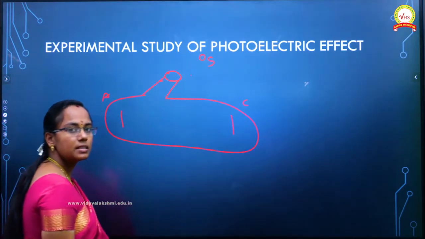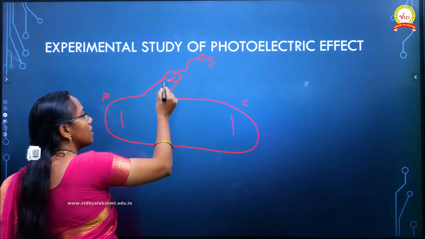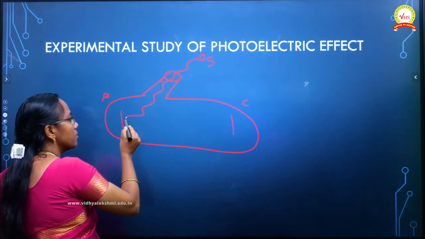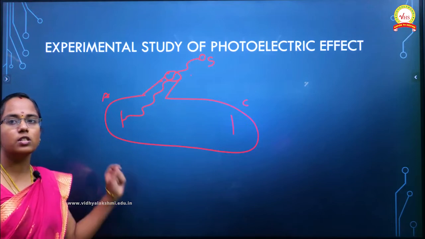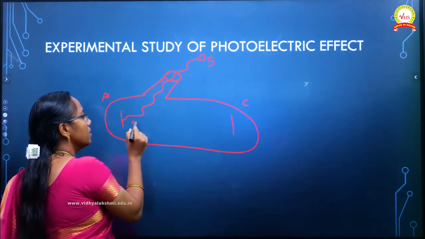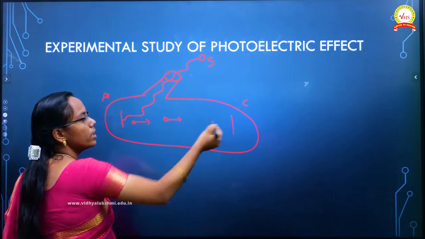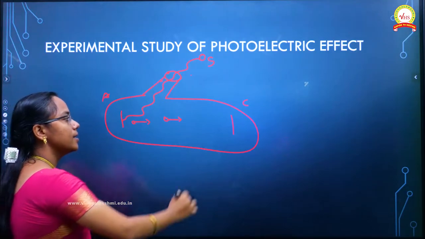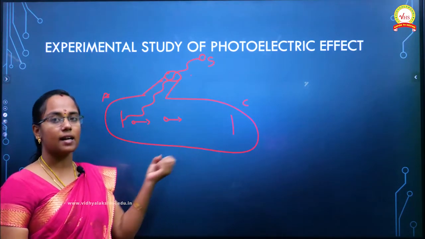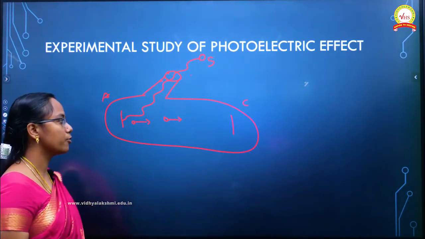I am naming it as C. Now as the light falls on this metal surface, the free electrons present on the metal surface will gain energy and then they eject out. They will be moving towards the collector plate, and this collector plate can attract the electrons when it is connected to a positive terminal of the battery.